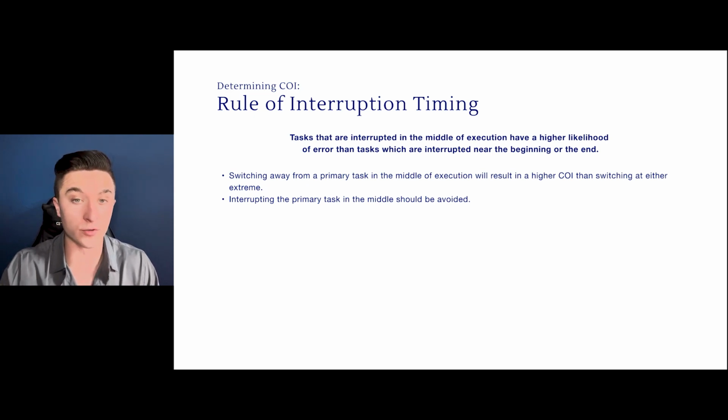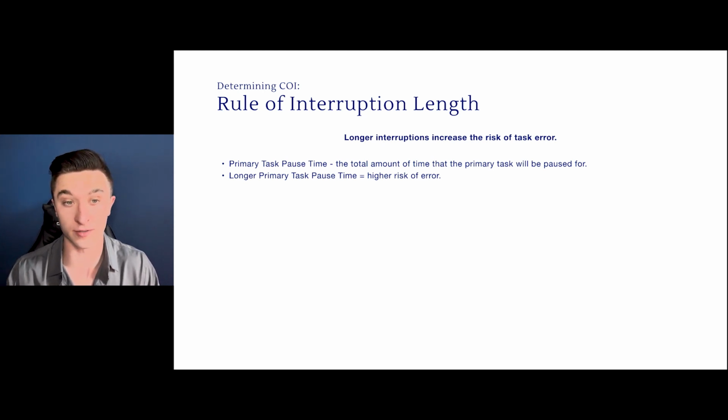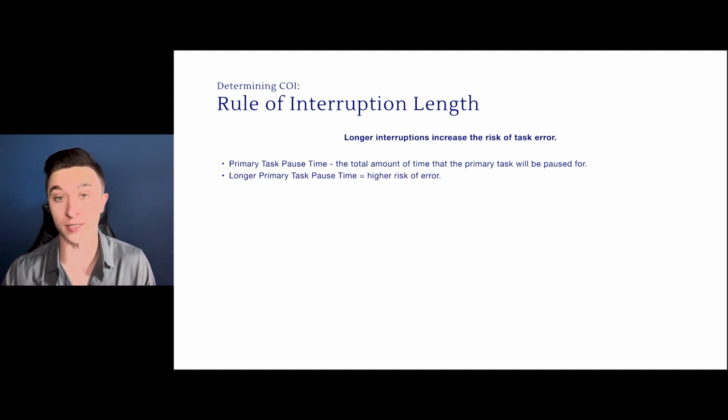So now we have the rule of interruption length, and that one states that the longer interruptions increase the risk of task error. This rule requires you to be aware of a thing called primary task pause time, which is just the total amount of time that the primary task will be paused for, right? So the longer the pause time, the more time that an interrupting task is going to take to complete, generally, and the higher the risk of error.